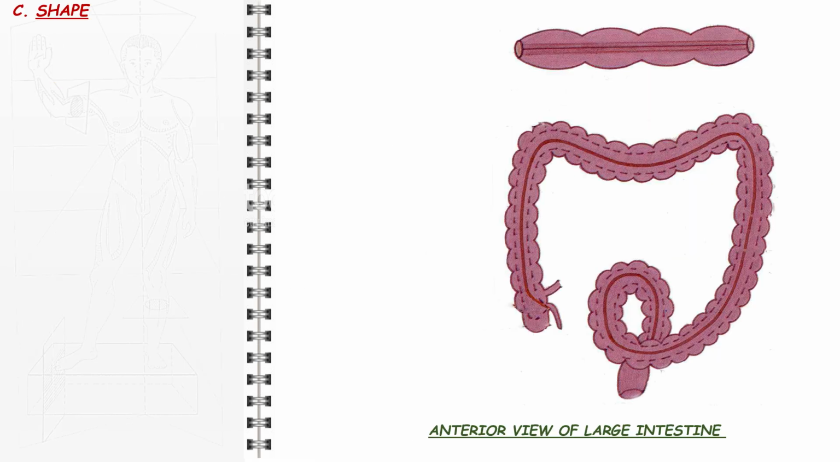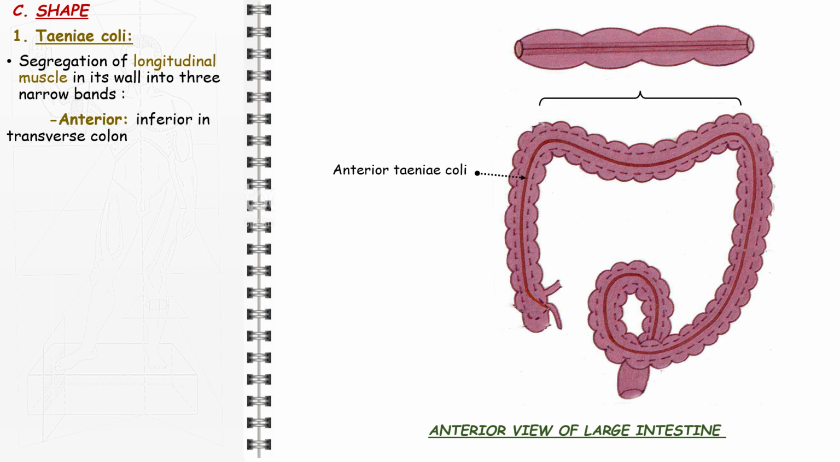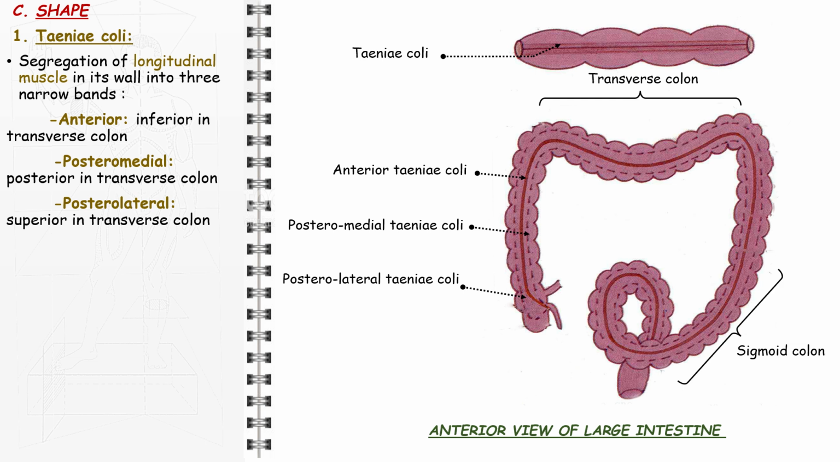The external surface of the colon contains 3 stereotypical elements. The taeniae coli are segregations of the longitudinal muscle of the colic wall into 3 narrow bands. The anterior band is inferior in the transverse colon, the posteromedial is posterior in the transverse colon, and the posterolateral is superior in the transverse colon. The taeniae coli are less visible in the rectum.